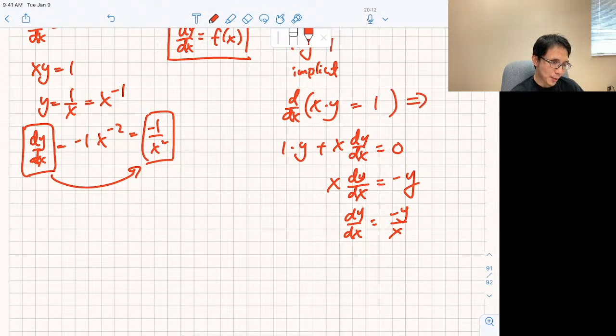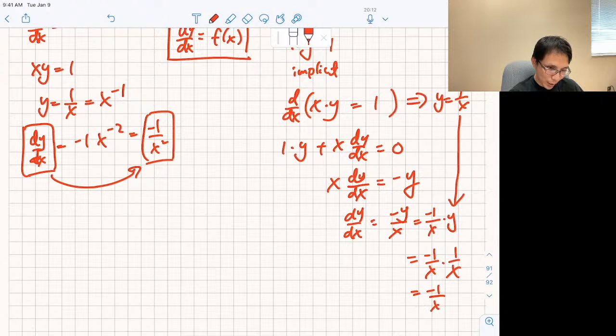Well, let's change this y back to 1 over x. We change it to negative 1 over x times y, and replace that y with 1 over x. So it's negative 1 over x times 1 over x, which is negative 1 over x squared. So there we go. Implicit and explicit derivatives are exactly identical. Now dy dx is what we're looking for, because for the past 3 weeks we've been looking for dy dx, for f prime of x.